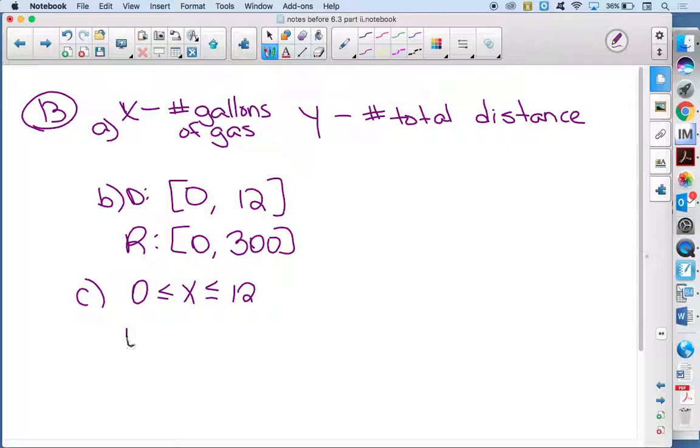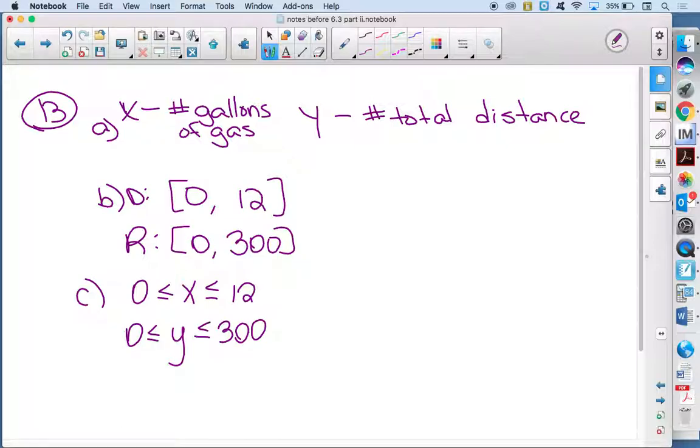So the range would be 0 ≤ y ≤ 300. Any questions with that one, or what you're thinking about when you're going through the problem? Like, I had it 10, 12. Why is it 0 instead of how much she has at the moment? Because if she has between that, you would do it that way.